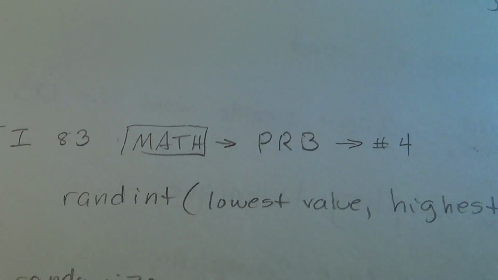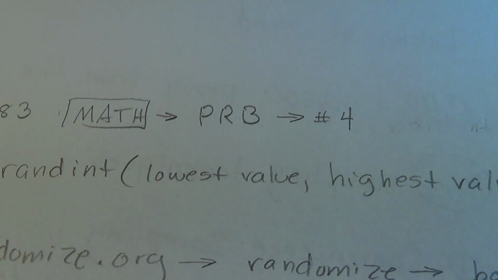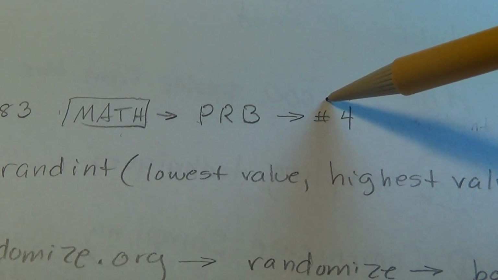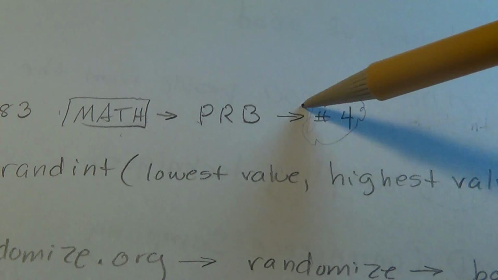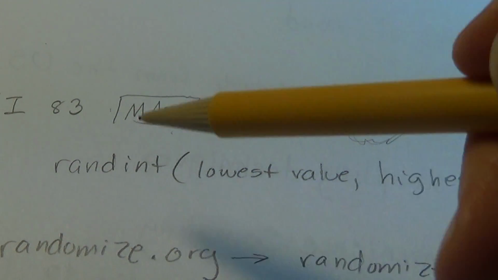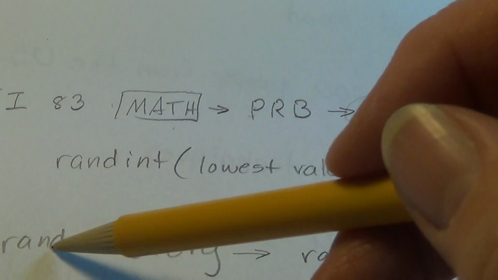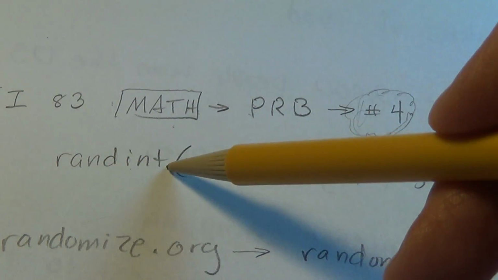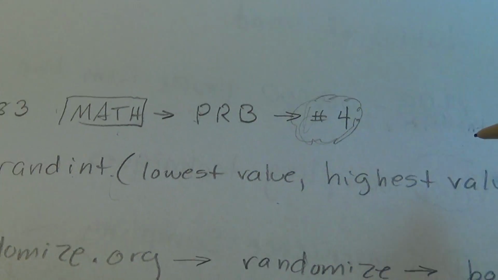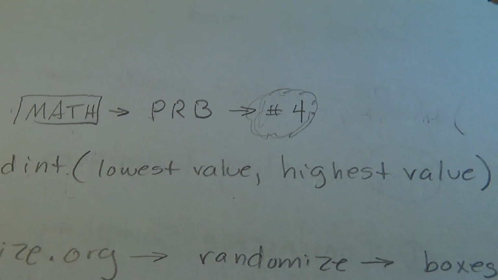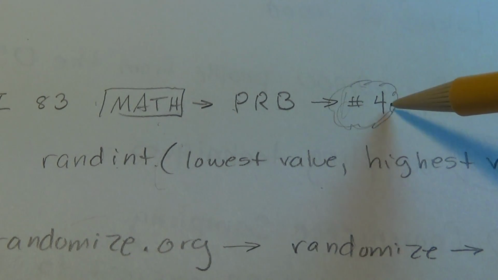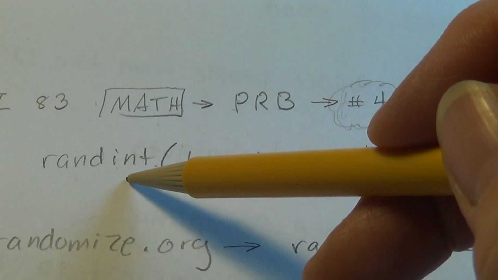So the TI-83 or 84, you go to the math button, and across the top you pick probability, and I think it's number 4. I'm not sure about that. 4 or 5. It says random integer, RANDINT. Then a parenthesis, then give it its lowest value, and then the highest value. So try it. Go to math, probability, number 4. On the screen it'll say random integer.